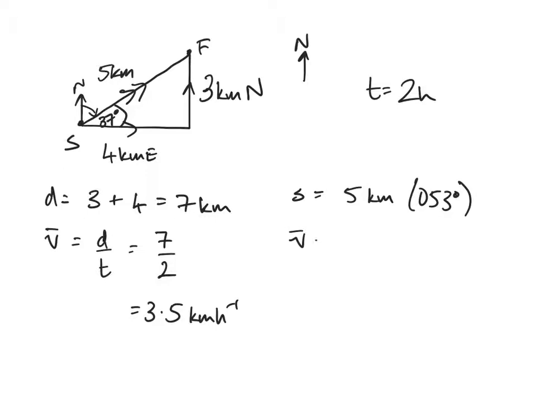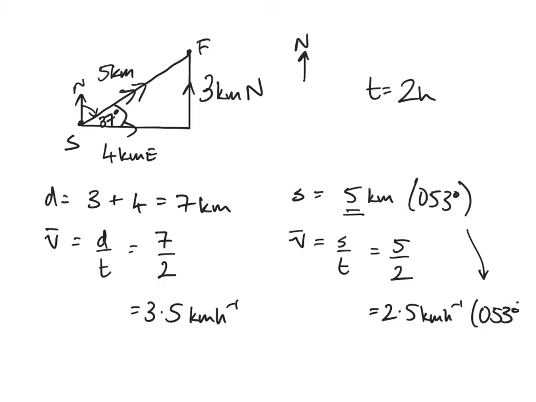V for velocity this time is s over t, and it's only the magnitude of the displacement that we divide by the time. So the time of 2 hours gives us 2.5 kilometres per hour, but we use the same bearing or direction as the displacement. And so our average velocity is 2.5 kilometres per hour, bearing 053 degrees.